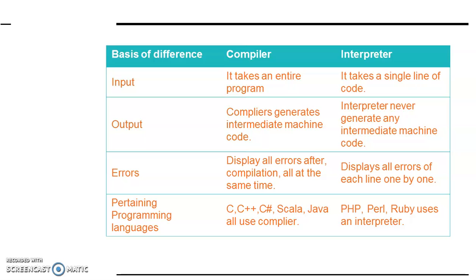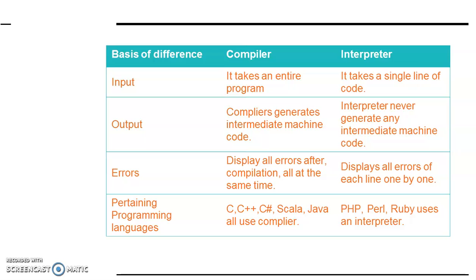A compiler takes an entire program as input, whereas an interpreter takes a single line of code as input. A compiler generates intermediate machine code, whereas an interpreter never generates any intermediate machine code. A compiler displays all errors after compilation, all at the same time, whereas an interpreter displays the errors of each line one by one.